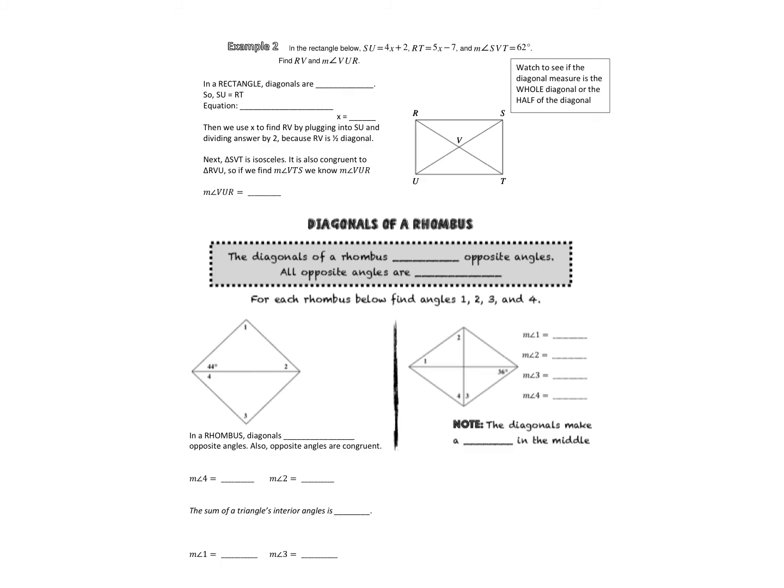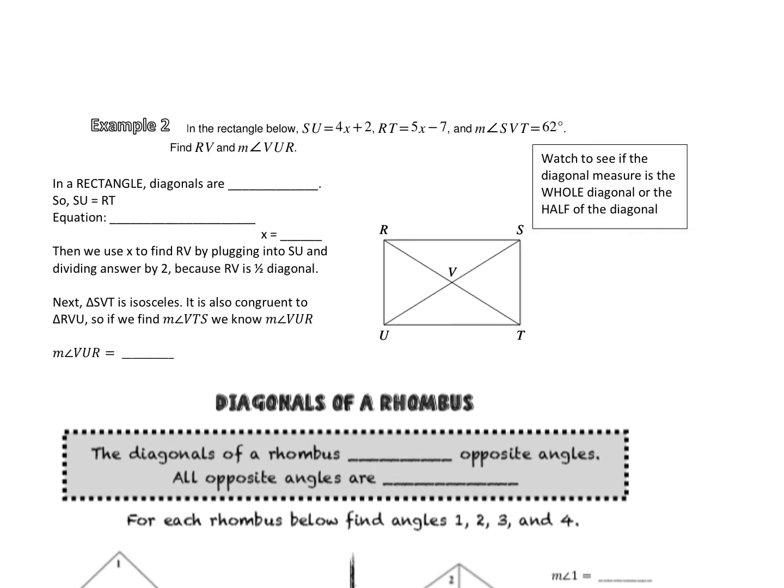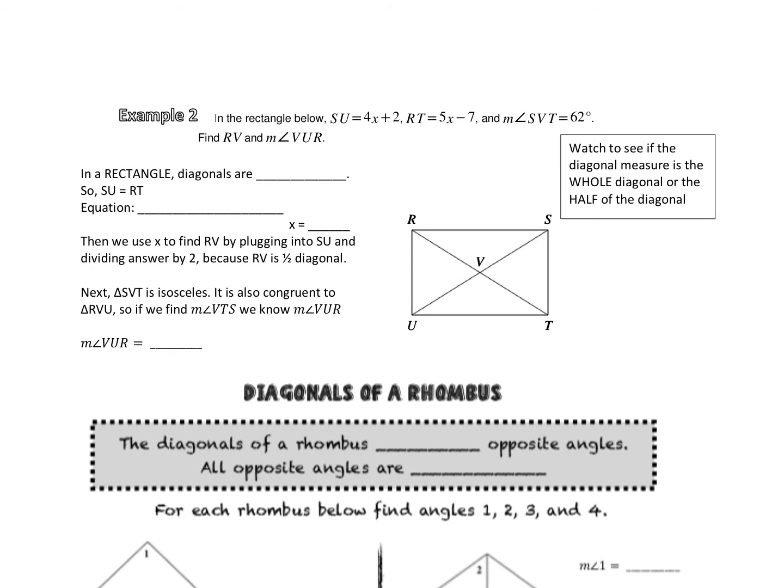So let's actually do another example, just so you have another example under your belt here. So another example of a rectangle. First, let's label what we've got. They give us that SU is 4x plus 2. So SU is that entire diagonal, so the entire diagonal is 4x plus 2. Then they also give us that RT, which again is the entire diagonal that goes across here, is 5x minus 7. So that entire diagonal is 5x minus 7.